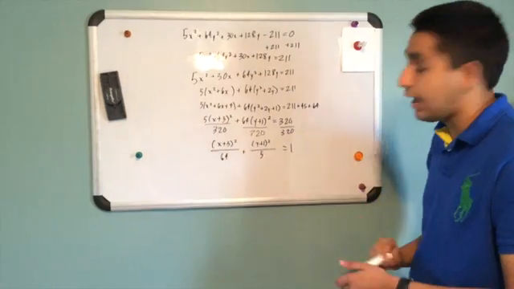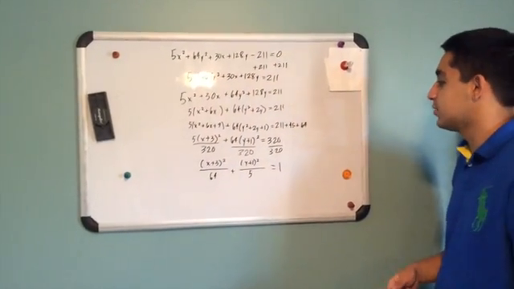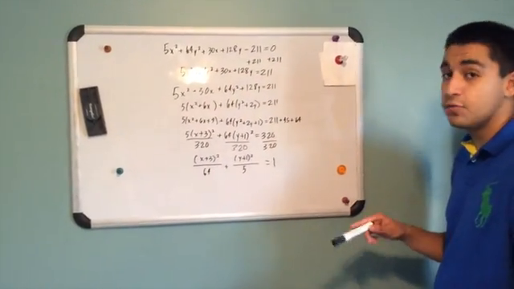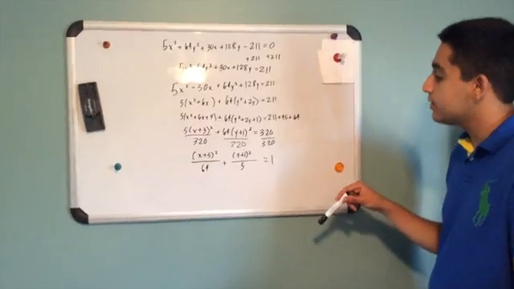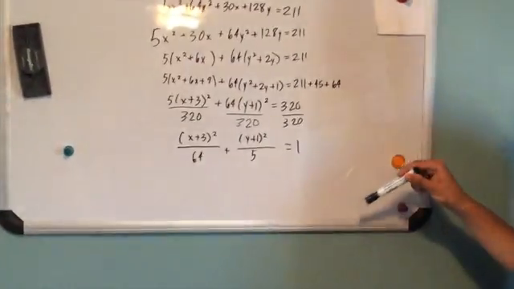And so from that, I get my standard form of the ellipse equation, x plus 3 squared over 64 plus y plus 1 squared over 5 equals 1.